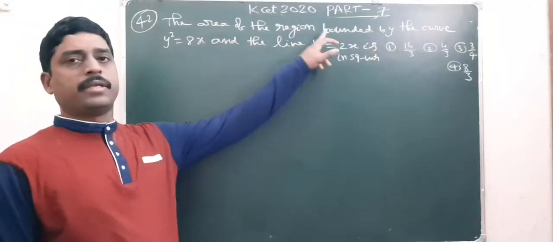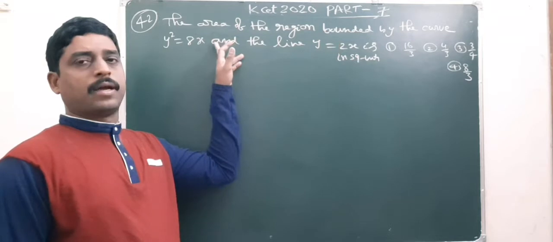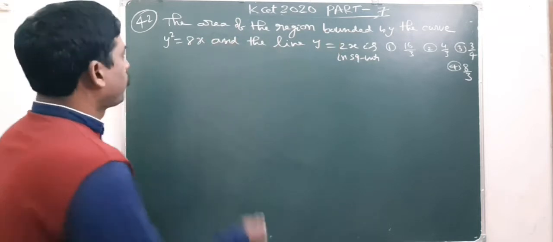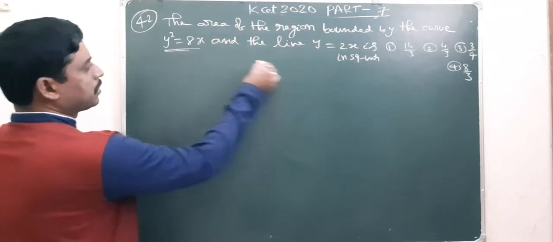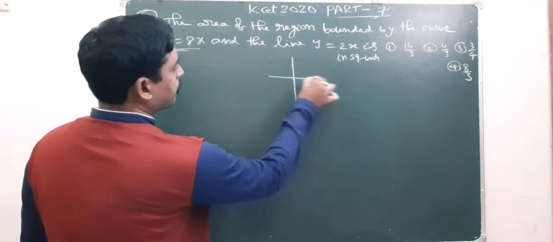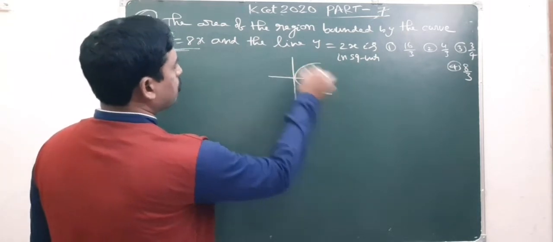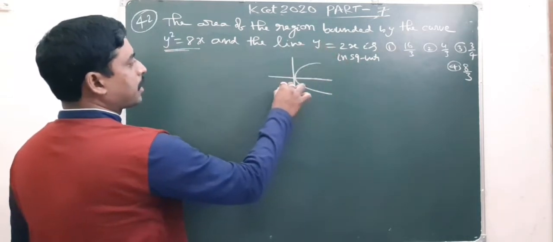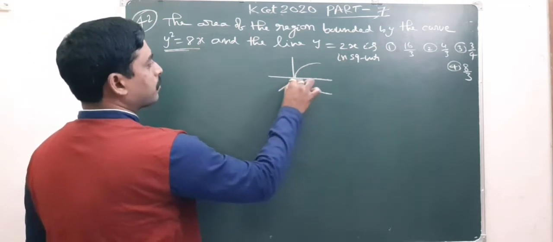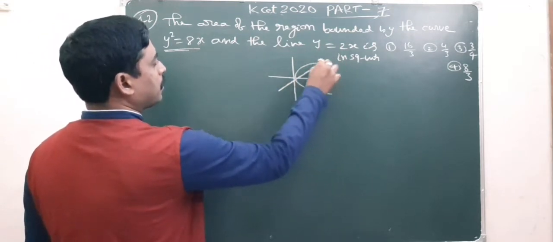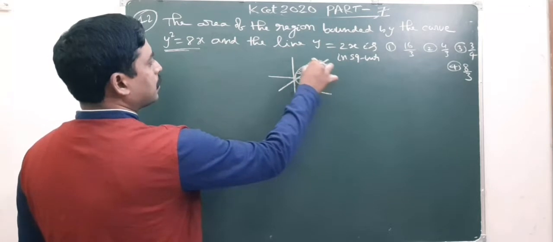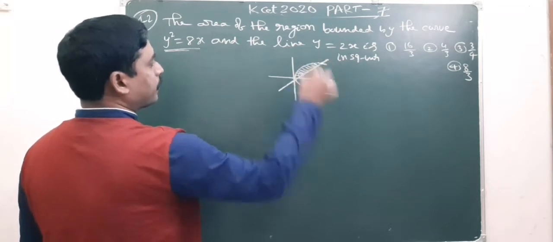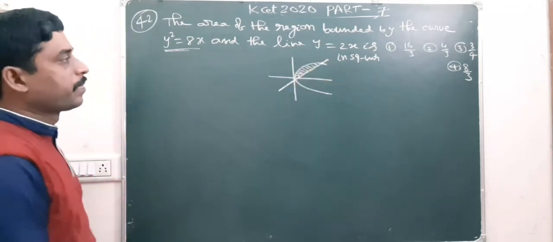See question number 42. The area of the region bounded by the curve and the line. So y square is equal to 8x. This is the right side parabola. So y is equal to 2x. This is the straight line passing through the origin. This is the required area of the given curves.